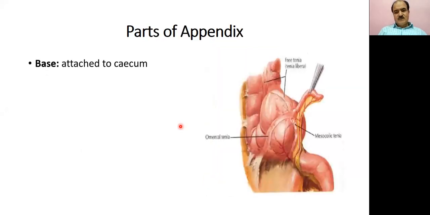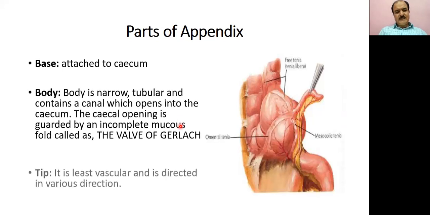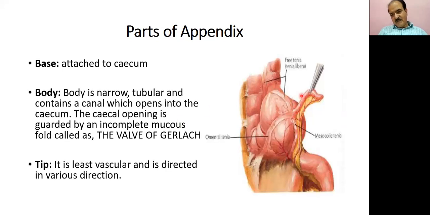Parts of appendix. It has 3 parts: base, body, and the tip. So here, this is the appendix pulled from the cecum. We have the base, here is the body, and here it is the tip. The base is attached to the cecum.